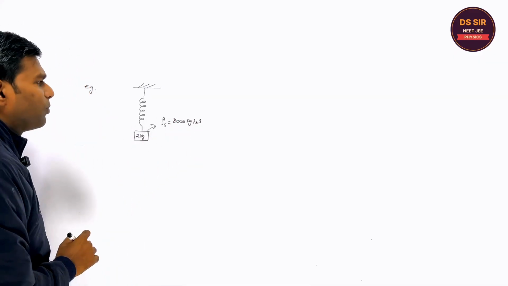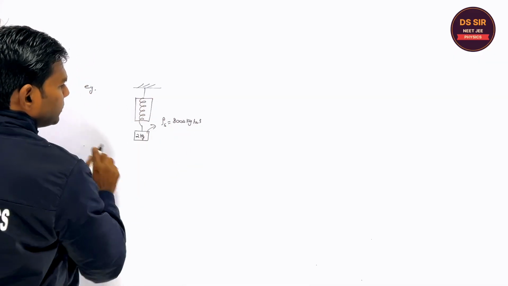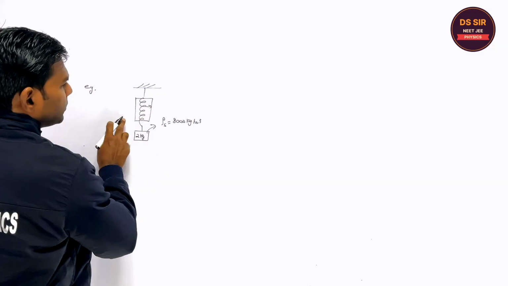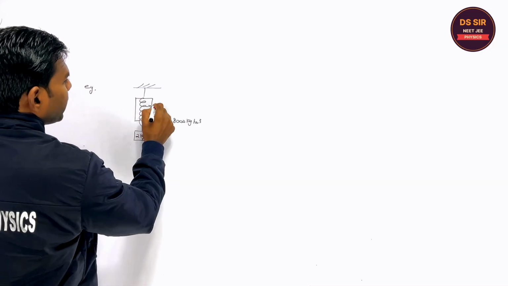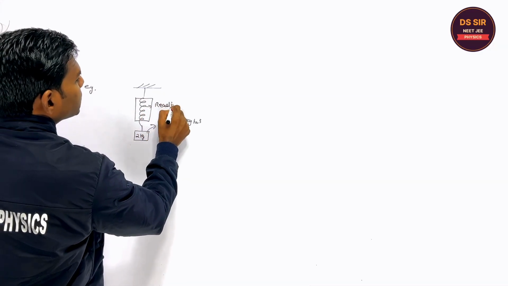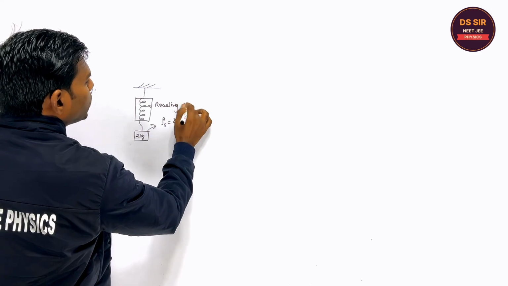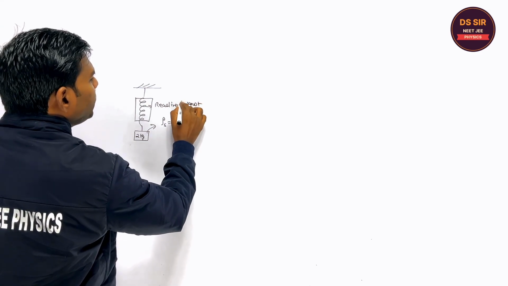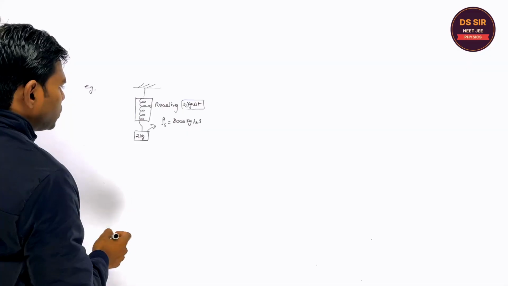Suppose this is made of brass and it is hanging, right? So what is its reading? This is the spring balance. The reading will be equal to what? Say 2 kg weight. 2 kilogram weight it will show.